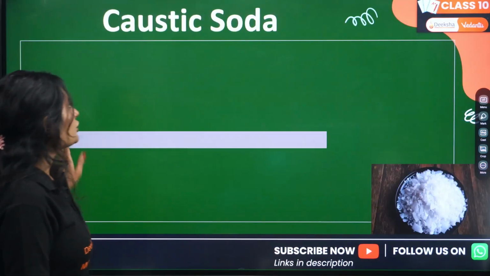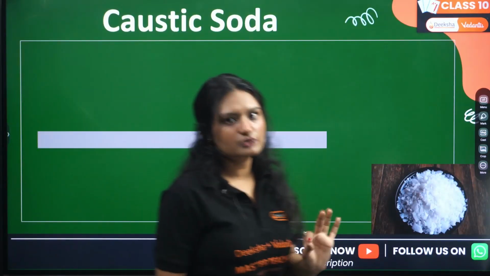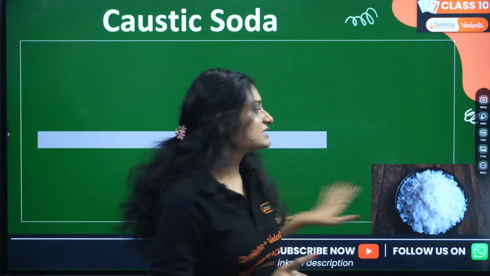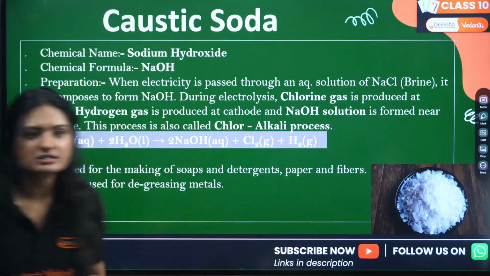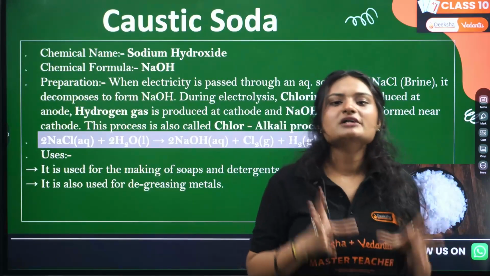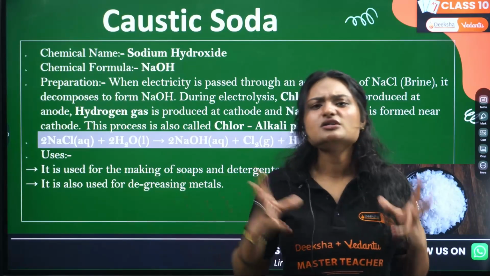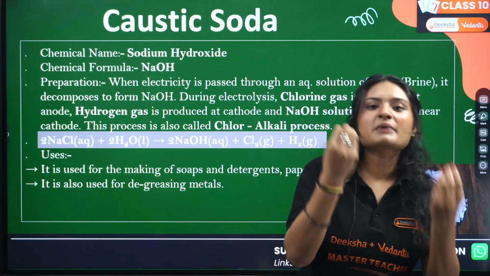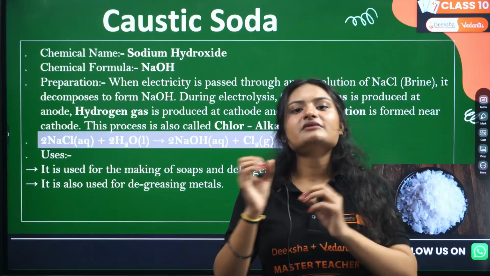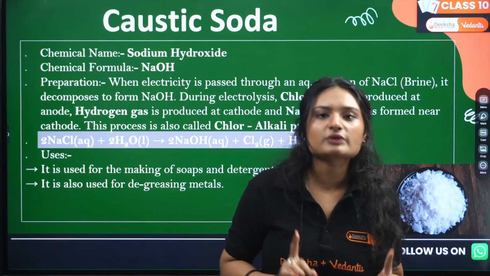Moving on. The next one is caustic soda. What is caustic soda? Caustic soda is sodium hydroxide. How do you synthesize sodium hydroxide? By a process called the chlor-alkali process. What is the chlor-alkali process? You take brine. What is brine? Brine is a concentrated aqueous solution of sodium chloride.